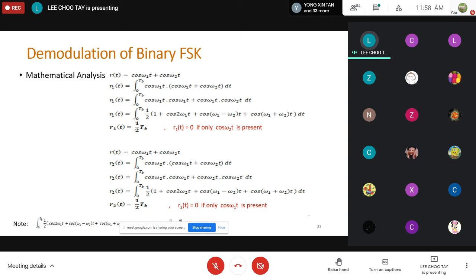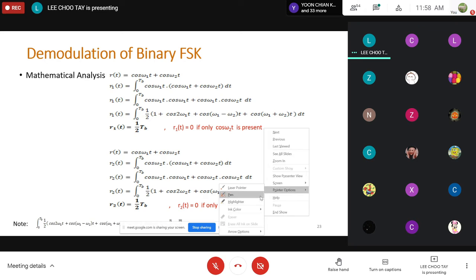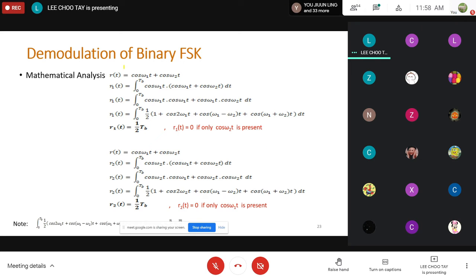So again, this slide shows you a bit of the mathematical analysis. The signal coming in consists of two carriers with different frequencies, omega 1 and omega 2. But at any one time, only one of these cosine waves is present. If the incoming bit is a 1, then I only have this cosine wave. If the incoming bit is a 0, then I have this cosine wave. But over the entire time duration, I have a combination of these two.